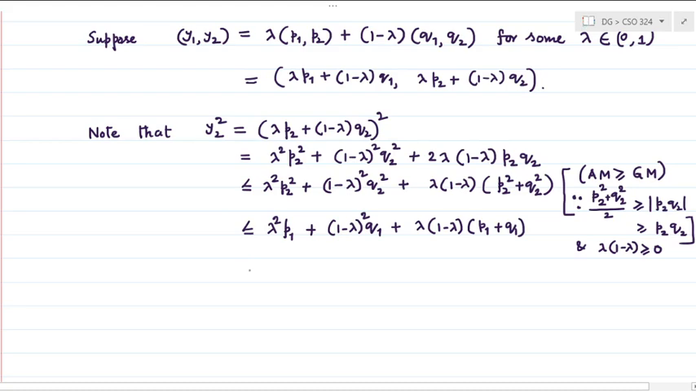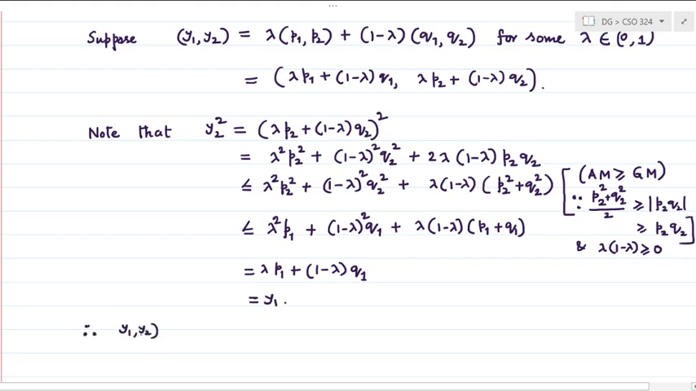And now let us simplify it. Let us collect the coefficient of p1. The coefficient of p1 is lambda square plus lambda into 1 minus lambda, so it is lambda into p1. And for q1, just simplify it, you will get 1 minus lambda into q1. And that is what you wanted to prove, that this is equal to y1.